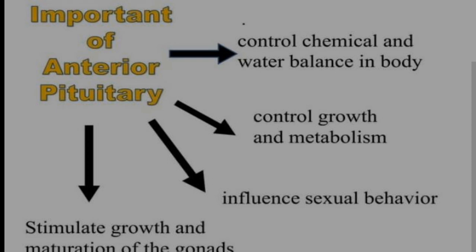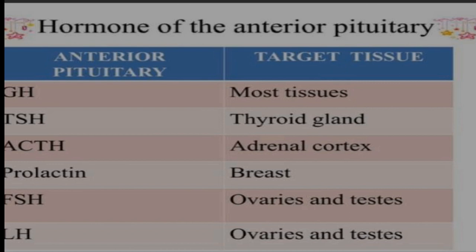Then the importance of the anterior pituitary gland. First, it controls the chemical and water balance in our body. Then it controls growth and metabolism, influences sexual behavior, and stimulates the growth and maturation of gonads.